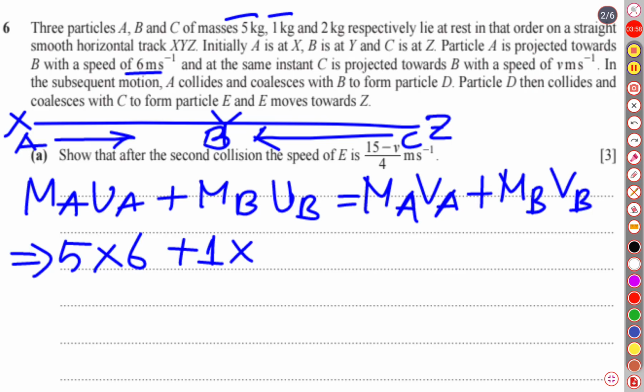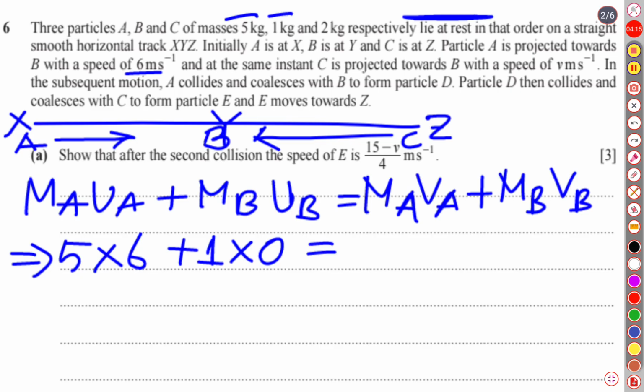Particle A is projected. About this at rest, look at this. It is written lie at rest. All the particles were initially at rest. Then A was projected towards B. So B is at rest because B wasn't in any motion.